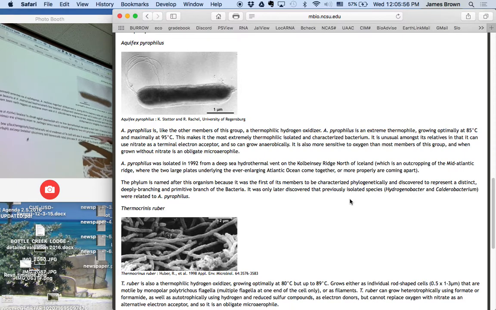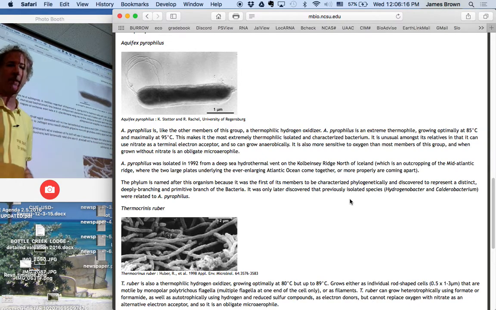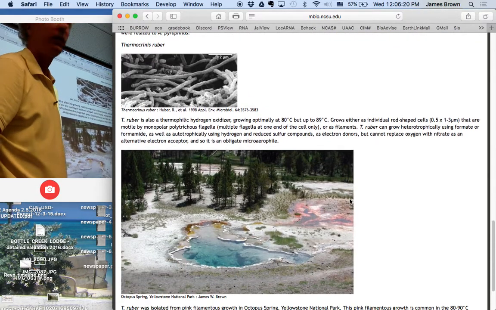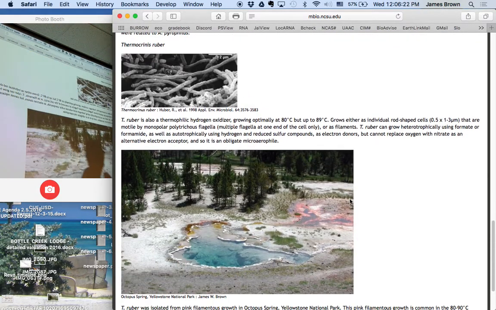It was isolated from the Kolbeinsey Ridge, north of Iceland. You guys know that Iceland is basically an outcropping of the Mid-Atlantic Ridge, right? That's why it's so volcanically active, because it's a spreading center where two plates of the crust are pulling apart. There's some other members of this group, Calderobacterium and Hydrogenobacter, that have been studied before, but nobody knew they were special. One we've looked at is Thermocrinis ruber.